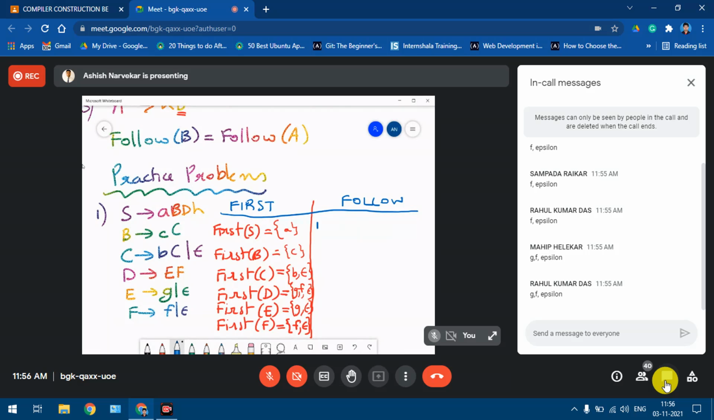I will find the follow. Follow of S, follow of B, follow of C, follow of D, follow of E, and follow of F.